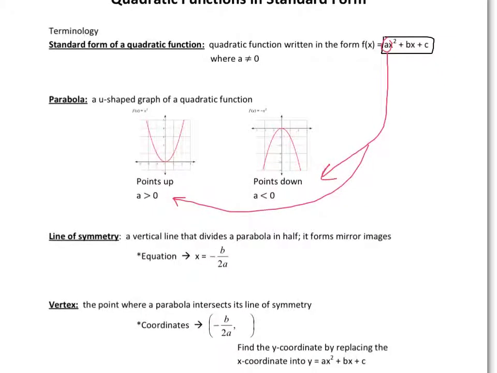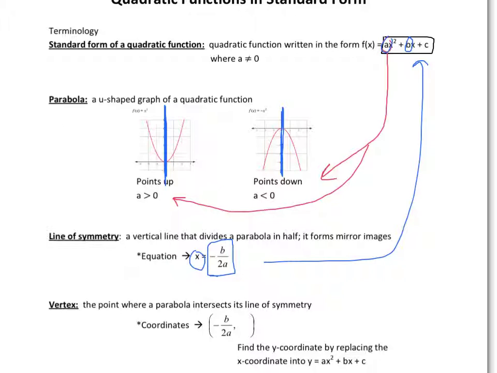More characteristics of the parabola is a line of symmetry. A line of symmetry cuts your parabola in half and makes mirror images. So that's one line of symmetry. Here's another. The equation of that line, since it's vertical, is x equals, because that's what vertical lines look like. And you can calculate that equation, that constant, by using the a's and b's in the standard form. So b would be this value, and a again would be this value. Put into this formula, it would give you the equation of that vertical line.